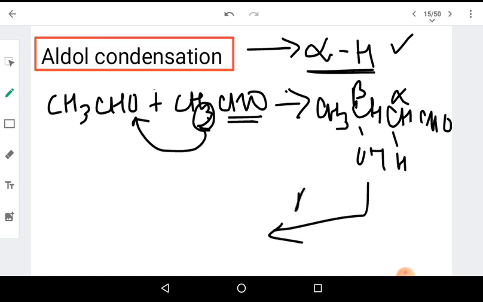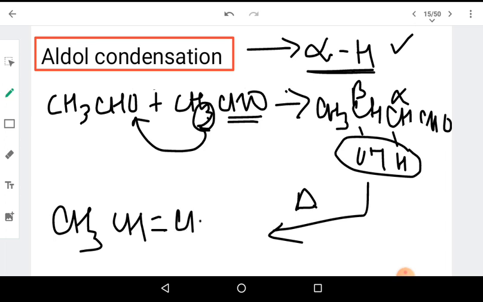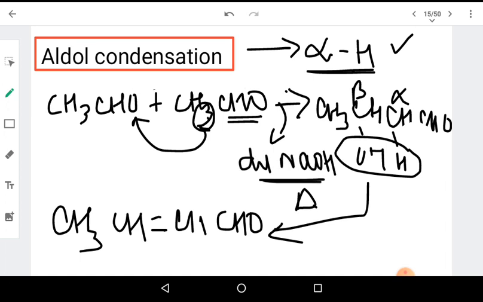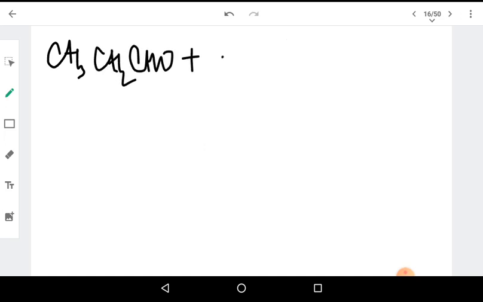So if I am heating this compound, what is happening? These two molecules are going to move out. Elimination of water is going to happen, and we will be getting CH3CH=CHCHO. This is what we are getting in the aldol condensation reaction. Now always remember the reagent also. The reagent used is dilute NaOH. Dilute NaOH is used for carrying out the aldol condensation reaction. Let us now take another example. CH3CH2CHO plus CH3CH2CHO.